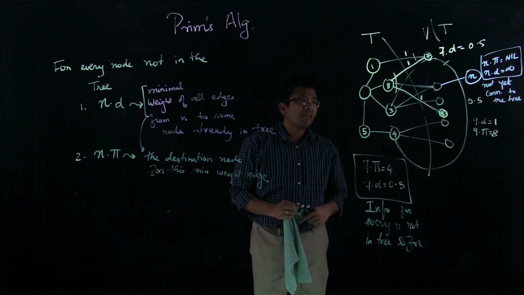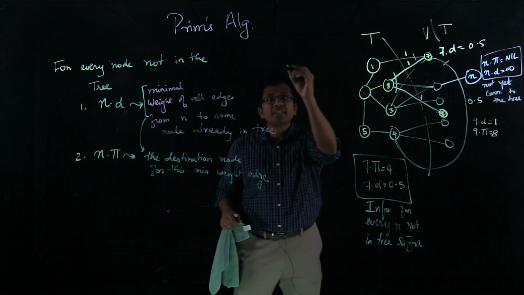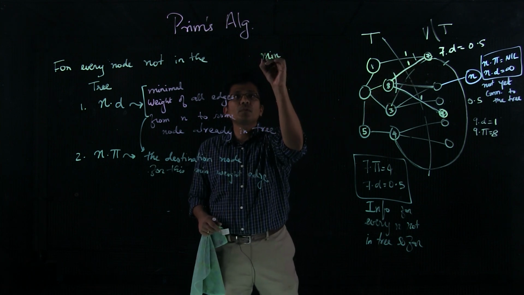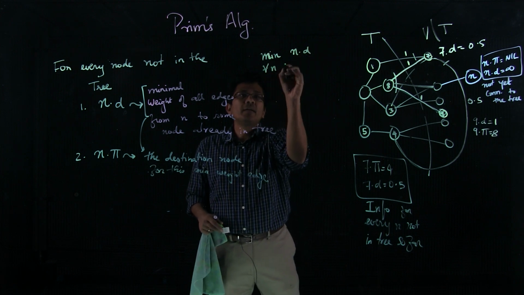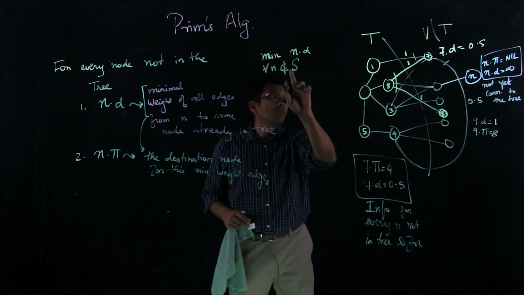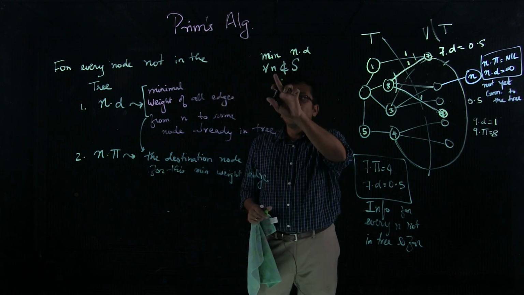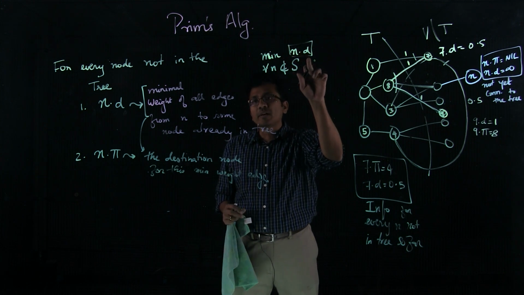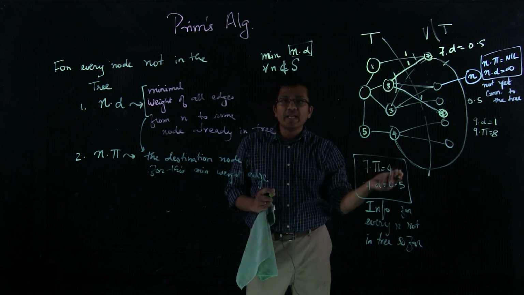And how do I find the minimum boundary crossing edge? Well, for every n, it's going to be the minimum of n.d for all n that's currently not in the tree. So the set of nodes in the tree, let's call it S. So for all n that's not in S, find the one with the smallest n.d, and that is going to give me the minimum weight boundary crossing edge.